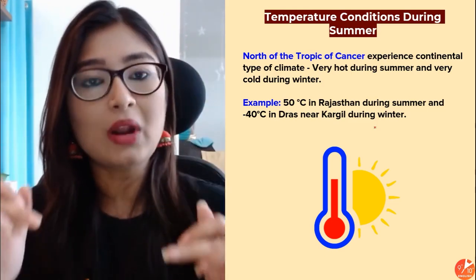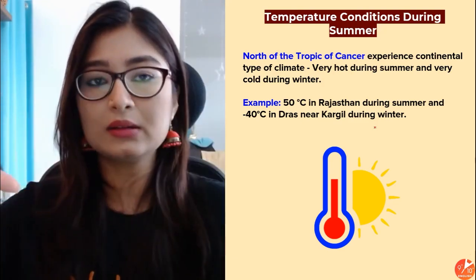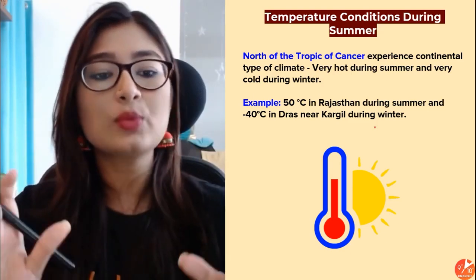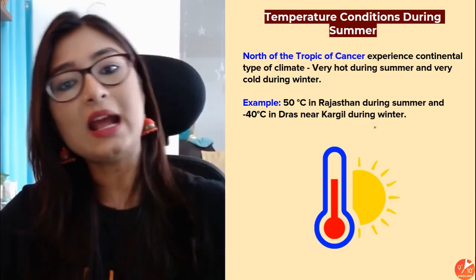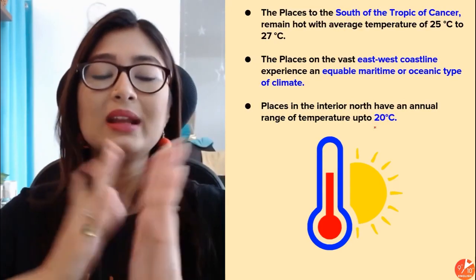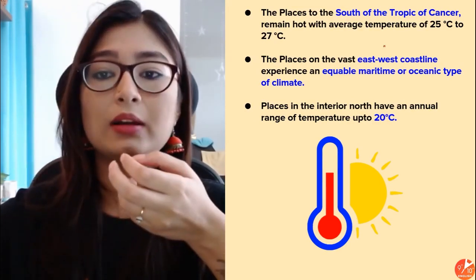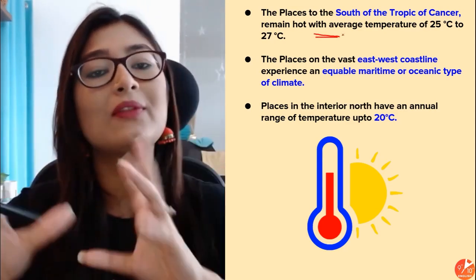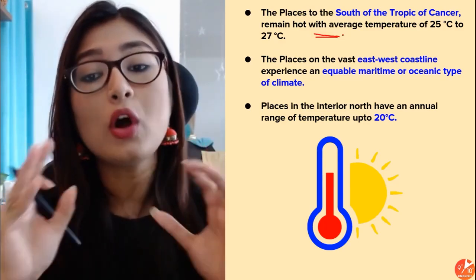However, if you look at the tropical zone, it is the southern part of the country. Thiruvananthapuram has on an average 22 degrees Celsius most part of the year. So that is what I'm trying to tell you, how it varies. Exactly as I told you, the southern part of the Tropic of Cancer will remain hot with average temperature of 25 degrees Celsius to 27 degrees Celsius most part of the year.